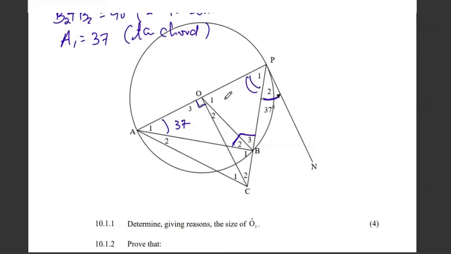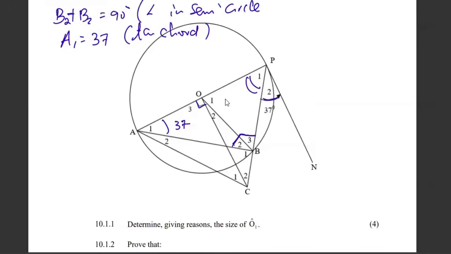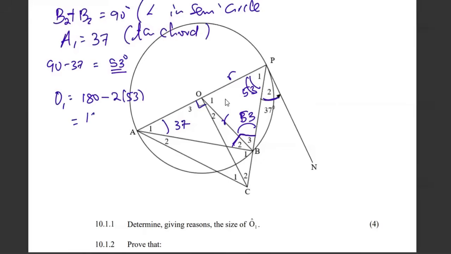Yeah, we're going to get it. And so what's 90 minus 37? It's going to be a 53. So B3 is also a 53 because this is a radius, that's a radius, okay? So 53, 53. So O1 is going to be 180 minus twice 53. So that is 180 minus 106, which becomes 74 degrees. Okay, so I'm getting O1 as a 74.